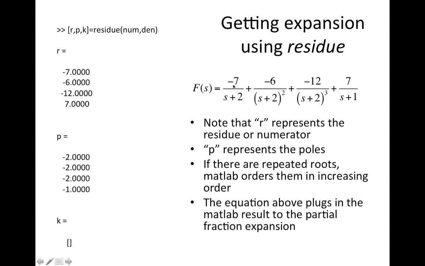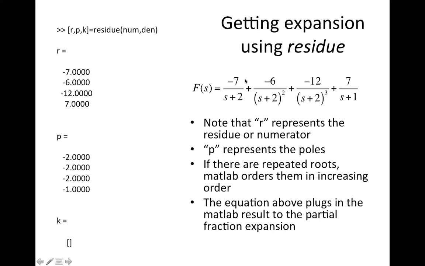So the R's form the numerators. You notice we're increasing in exponent here, and the P's form the denominators. In this case, K is 0 because our numerator was of lower order than our denominator. So this is the partial fraction expansion that you get when you use MATLAB to determine the roots and the residues. That makes it a lot easier than doing all the mathematics, which would involve a lot of algebra.